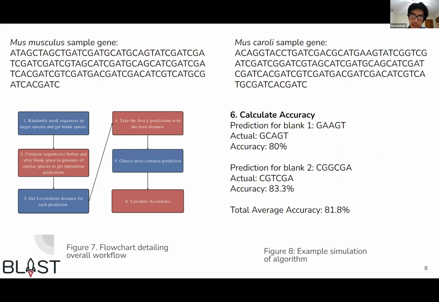And then finally, we calculate the accuracy. And so for the first prediction, the accuracy was off by 1 base pair. So the accuracy was 80%. And then we ran the simulation again for the second blank space and got an accuracy of 83.3%. So the total average was 81.8%.